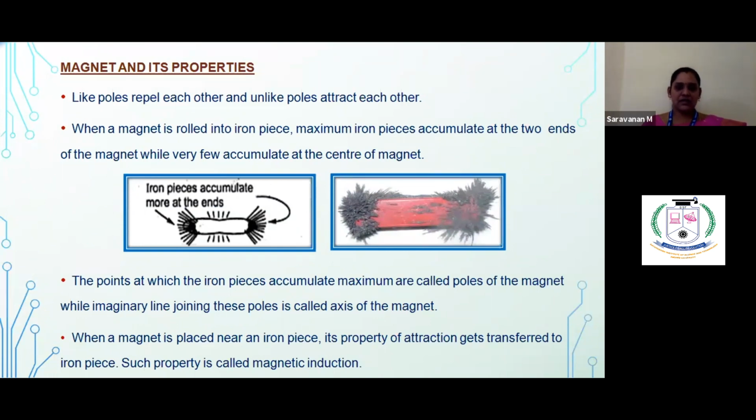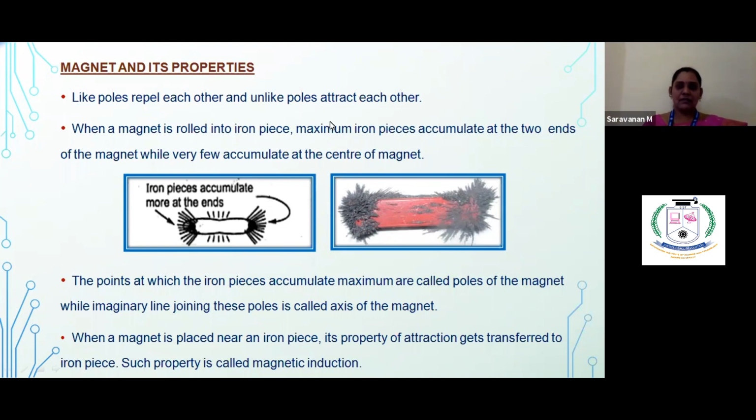A magnet, you can see in the picture here on the screen. I have iron filings, and I am spreading the iron filings and moving the magnet. You can see more iron filings deposited at the ends, and those ends you call poles. Here you have more force of attraction at the poles. Therefore, like poles repel each other and unlike poles attract each other. This is a very important property of a magnet.